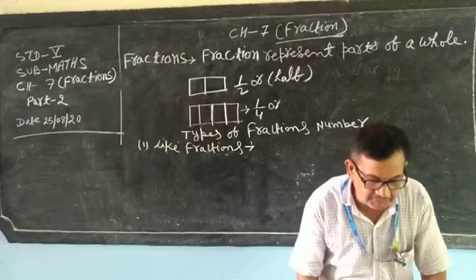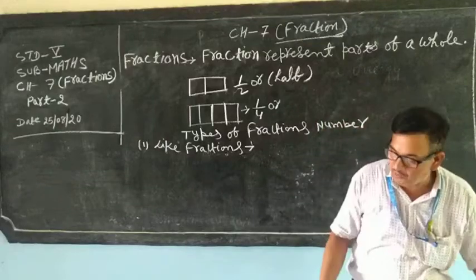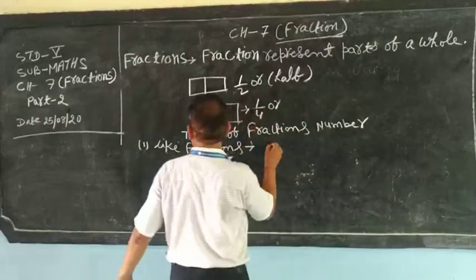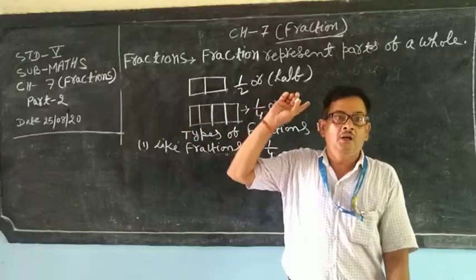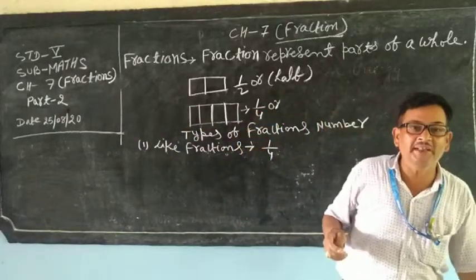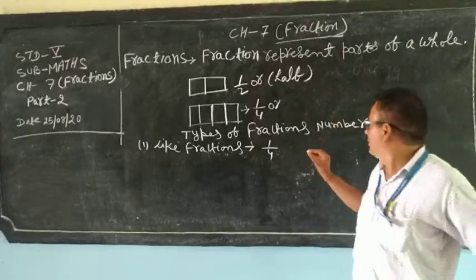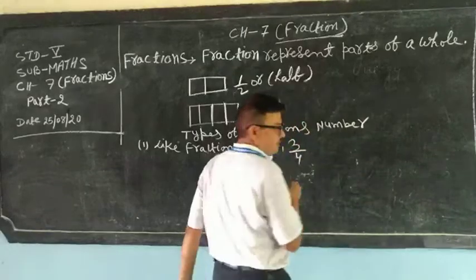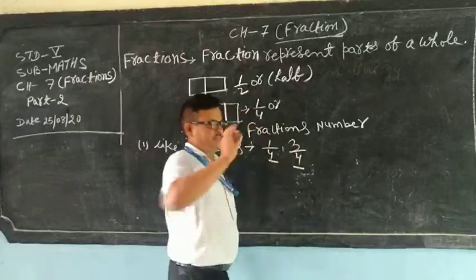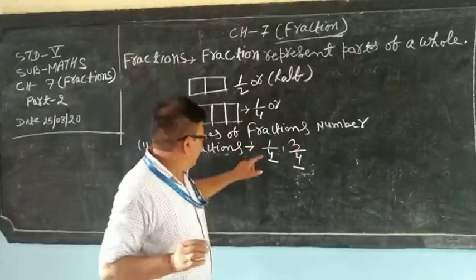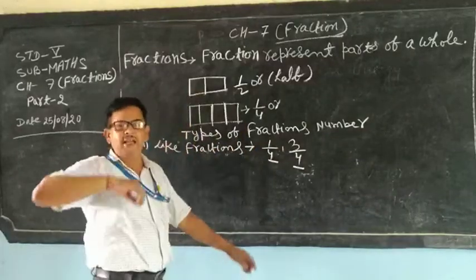How many parts is this one? 4 parts are there. Now 1 you have given to your friend. What will you write? 1 by 4. Now 2. So 2, or 1 more is 3. 3 by 4. Right? So since the denominator is the same, it is called like fraction.